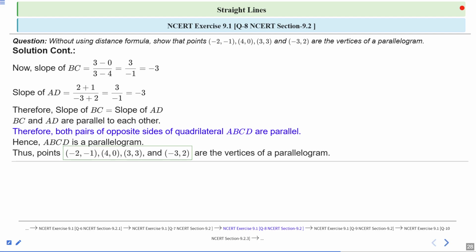Thus the points (-2, -1), (4, 0), (3, 3) and (-3, 2) are the vertices of a parallelogram. Proved. I hope it is clear to all of you. So now let us move to the next question.